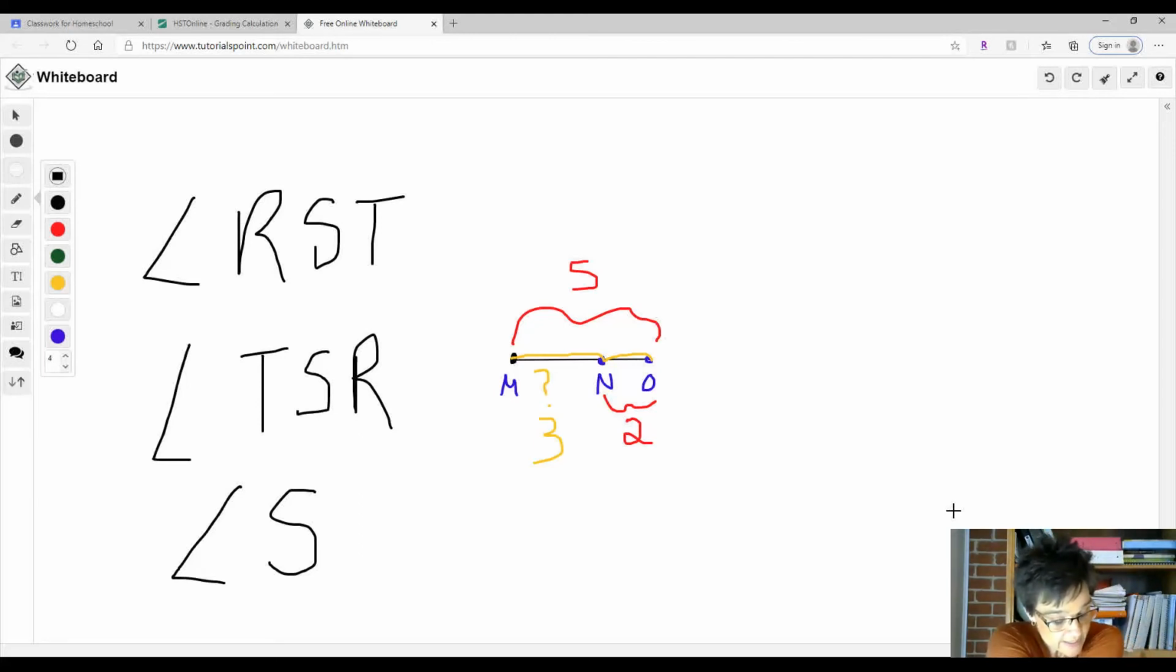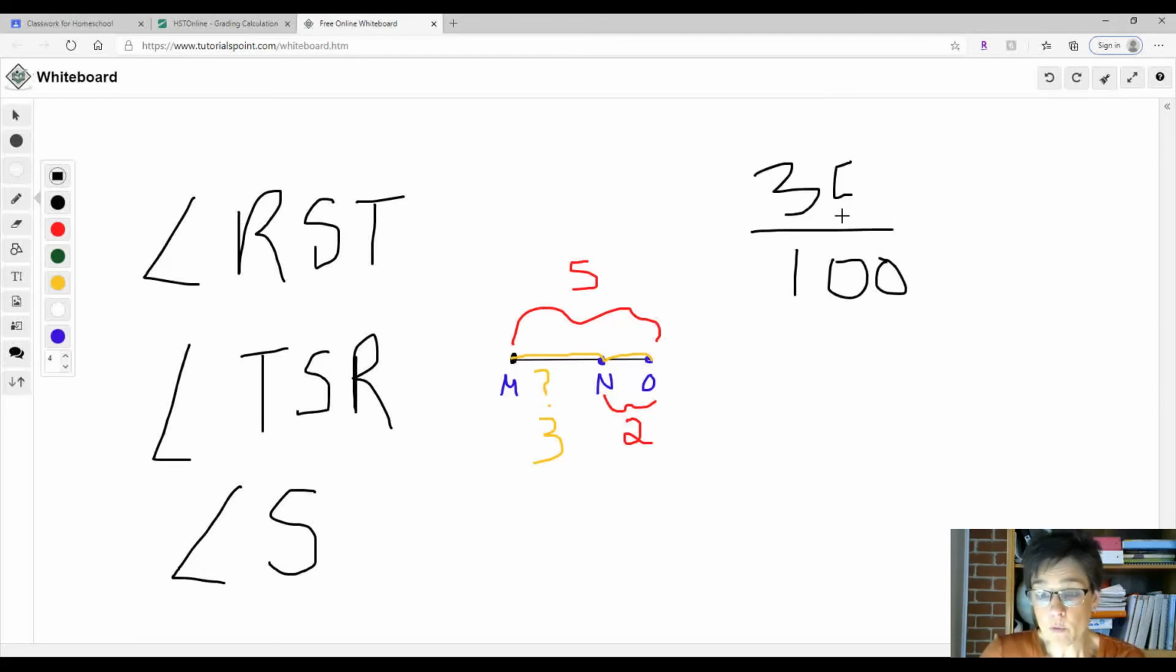12, and 13. Okay, 11, 35 out of 100 apples were rotten. What percent were rotten? 35% were rotten because there was 100 apples and 35 of them were rotten. So that means 35% were rotten. Now it says, what percent were good?